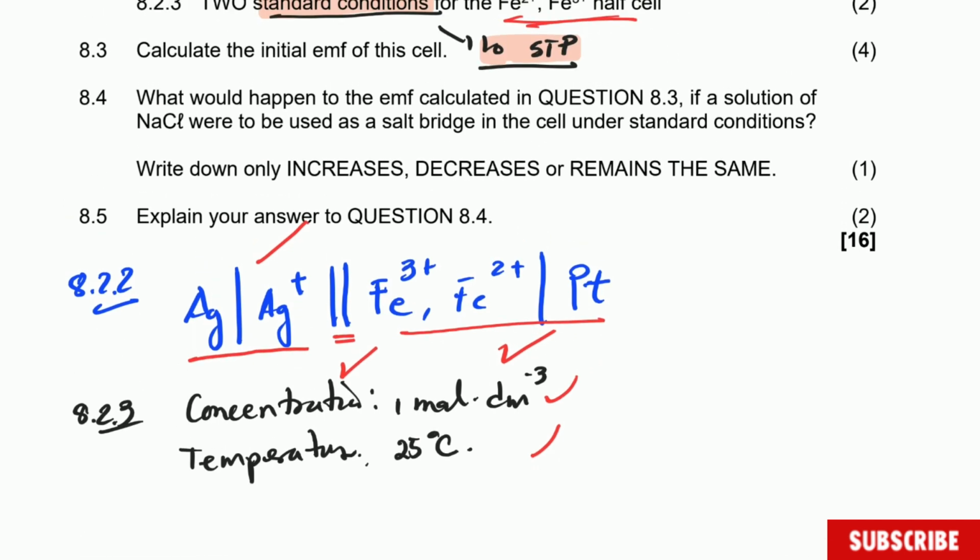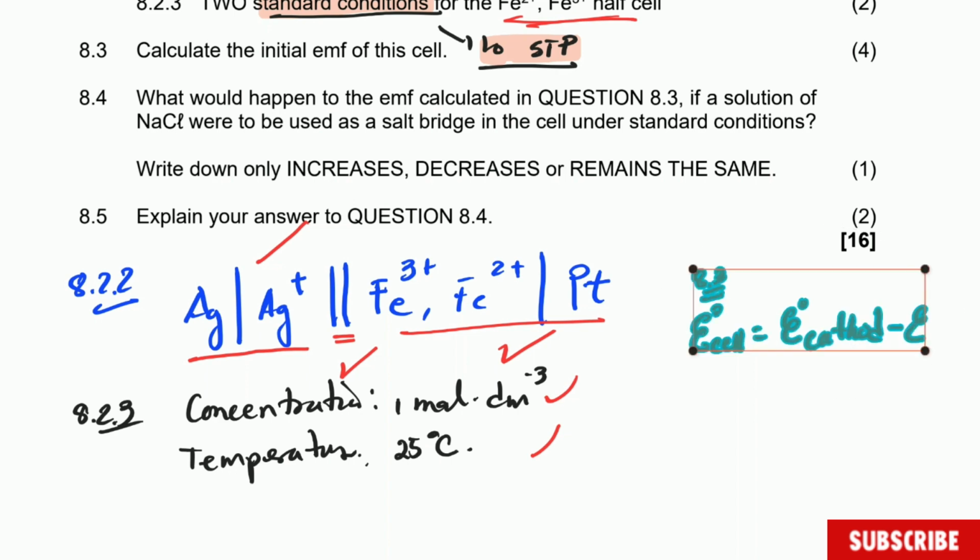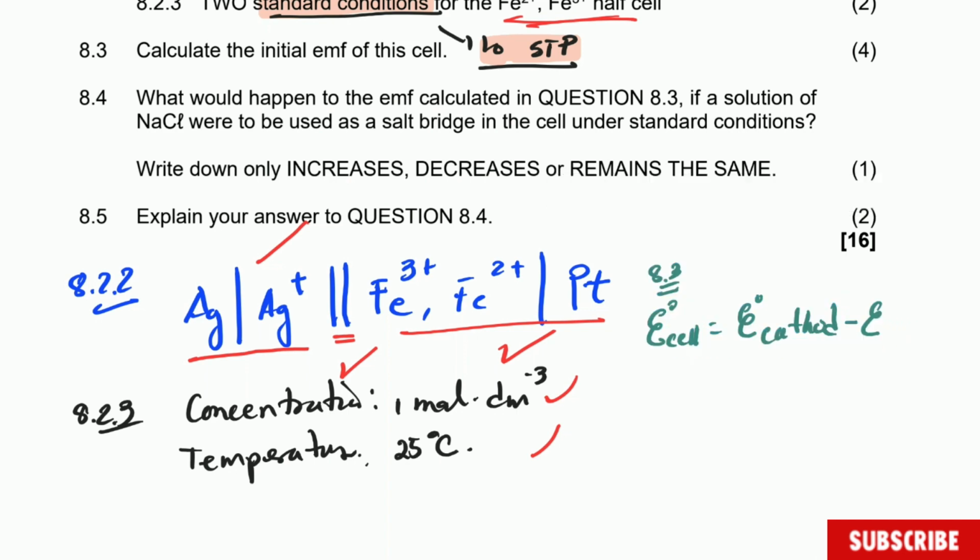And this is question 8.3. Let's do it on this side here. I'm sure it's enough space. The E of the cell, and I'm going to write it exactly as it is there, is equal to the E of the cathode minus the E of the anode. It appears the space is not more than enough. You write the full complete words.